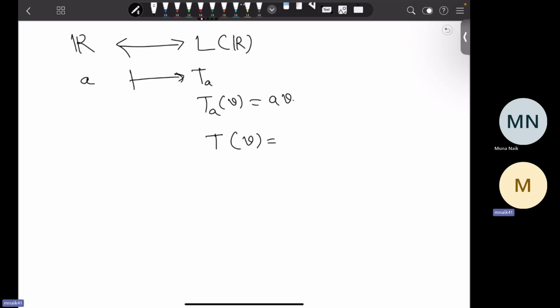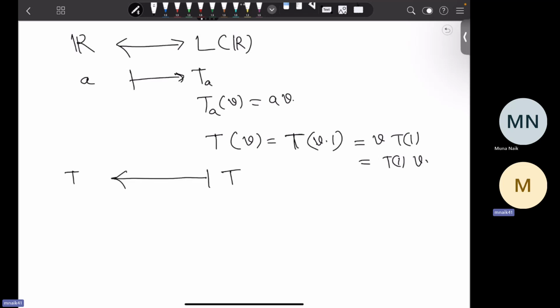Now conversely, if you look at any linear map from R to R, so that means T(b) is equal to what? T(b times 1), and b is a scalar, so it can be pulled out: b times T(1). This is T(1) times b. So that means T is also a multiplication map. T(b) is multiplication by T(1). So T will be mapped to T(1).